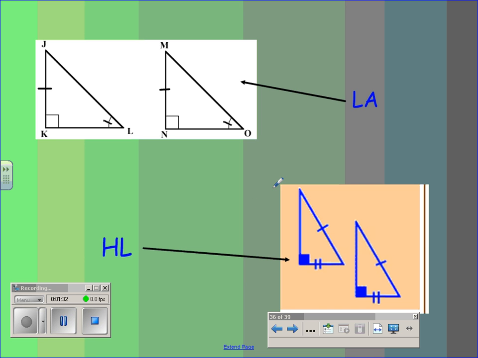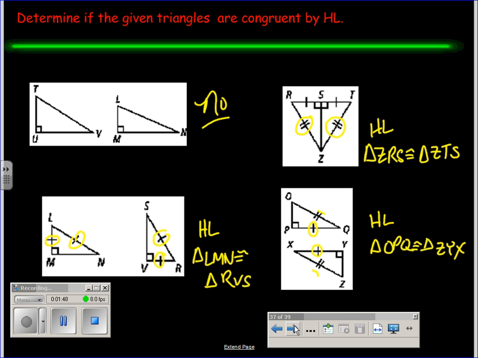The new one is HL, and we kind of talked a little bit about it on and off throughout this chapter. So HL is when you have a hypotenuse and a hypotenuse, and then a leg, and of course you have to have two 90-degree angles because they have to be right triangles. So first we're going to identify whether they are right triangles by HL or not.